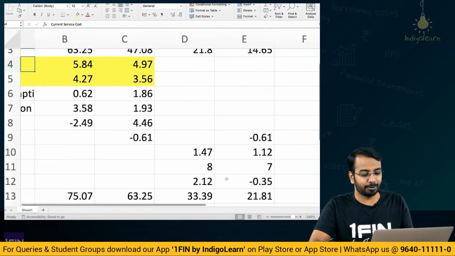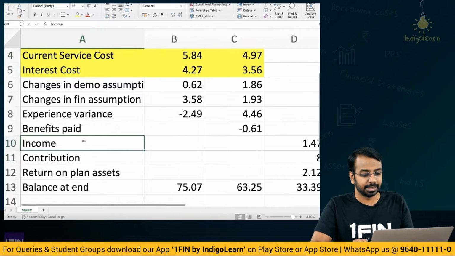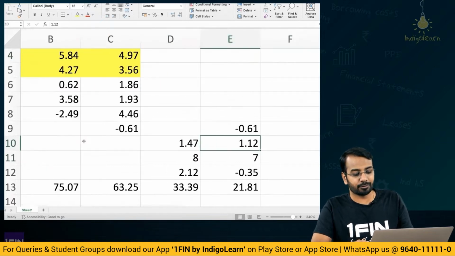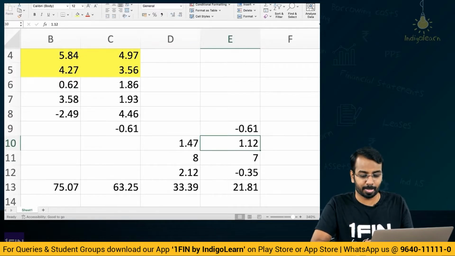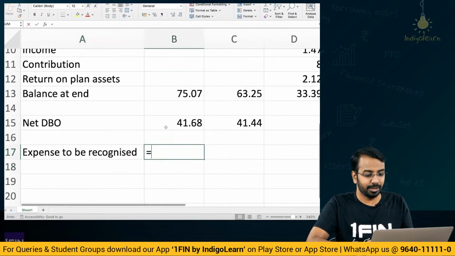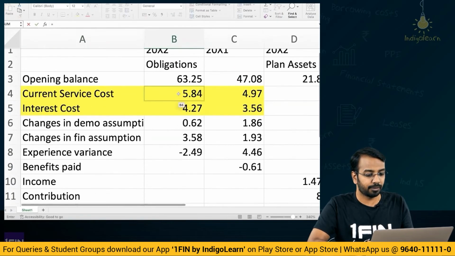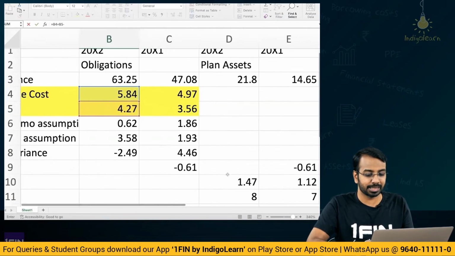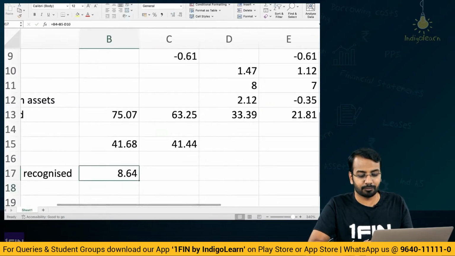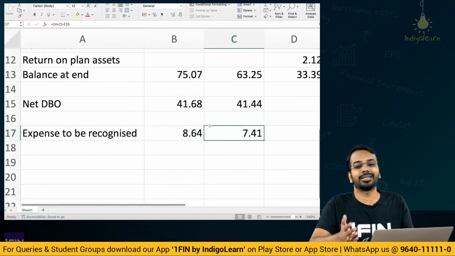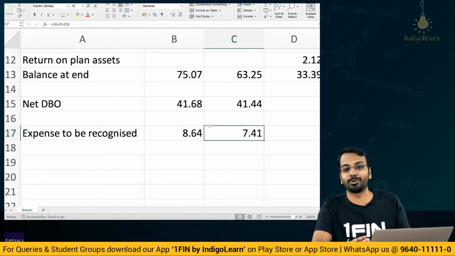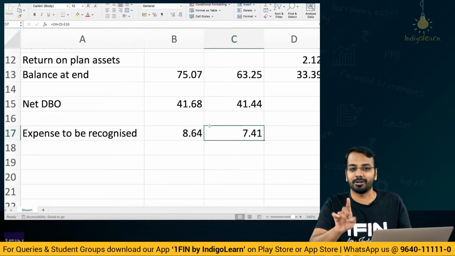Then here you have income, right? So here you have income of 1.47 and 1.12. That 1.47 and 1.12, whatever is your income, will be a reduction from the expense, right? So when you look at the expense to be recognized, it will be, I'll just do the working for you, 5.84 plus 4.27 minus 1.47. So 8.64 in year 2 and 7.41 in year 1. Basically the sum of these two minus the investment income. Other adjustments will go to OCI. Other adjustments will go to other comprehensive income. They have asked us only about P&L, right?